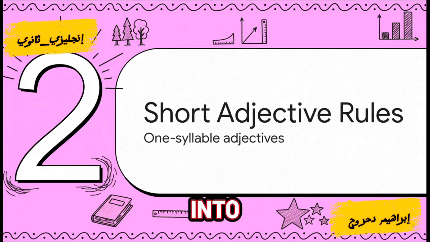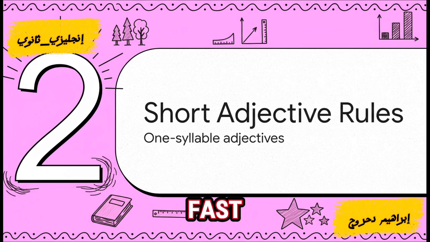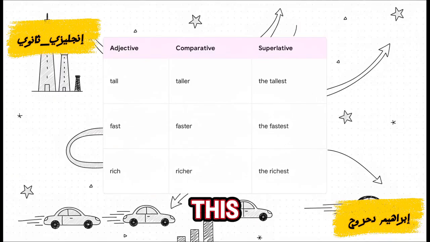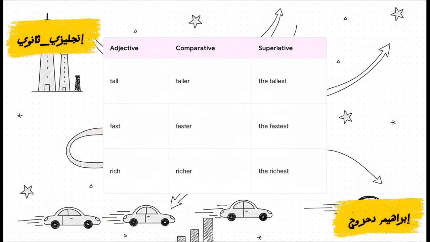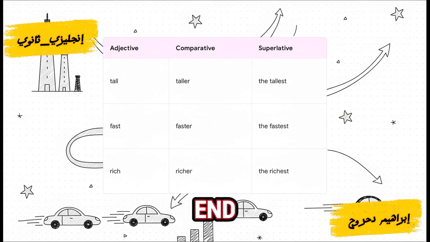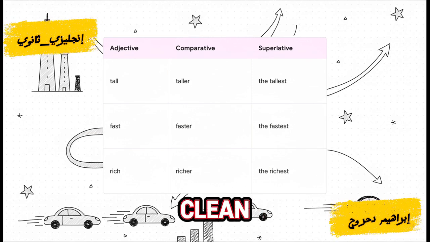All right, let's dive into our first set of rules. We're going to start with the easy ones, short adjectives. These are usually just one syllable long, like big or fast. And what's so great about this is how simple the pattern is. For these short adjectives, the formula is almost perfect. If you're comparing two things, you just add ER to the end. To pick one thing out of a group, you add the at the beginning and EST at the end. So tall becomes taller and the tallest. Fast becomes faster and the fastest. It's a really nice, clean pattern, right?